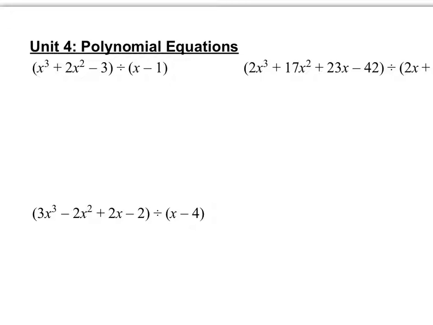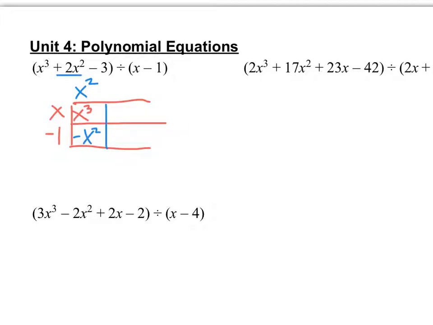Yay! It's time for more dividing with the box, our favorite thing in the world. Okay, so we just draw our little box. Dividing, whatever you're dividing by goes on the left. First term goes in the first box. And then we say, what times x gives me x cubed? X squared. So that's negative 1x squared. But I don't want negative 1x squared. I want 2x squared. So I need 3x squared.